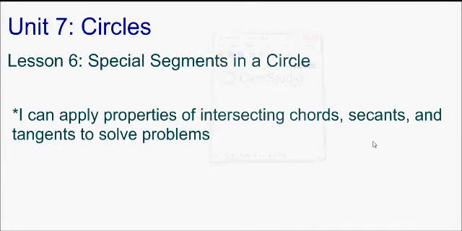Unit 7, Circles, Lesson 6, Special Segments in a Circle. Your objective for this lesson is to apply properties of intersecting chords, secants, and tangents to solve problems.